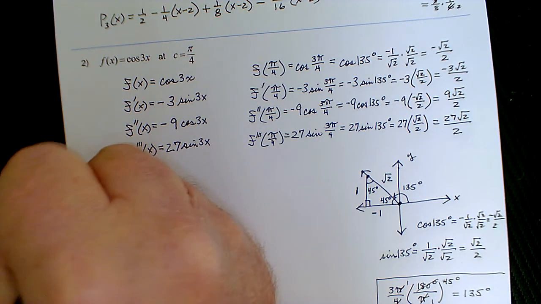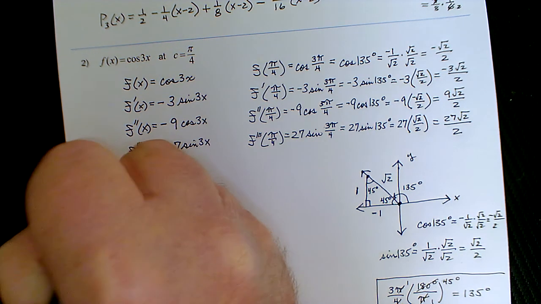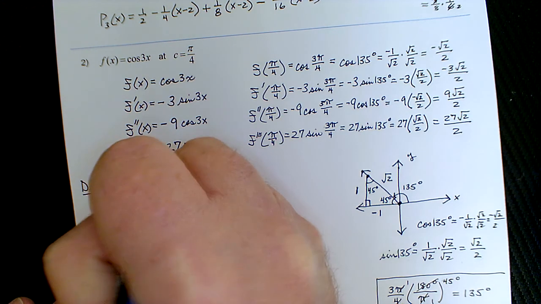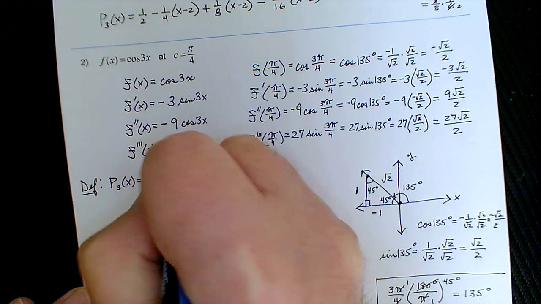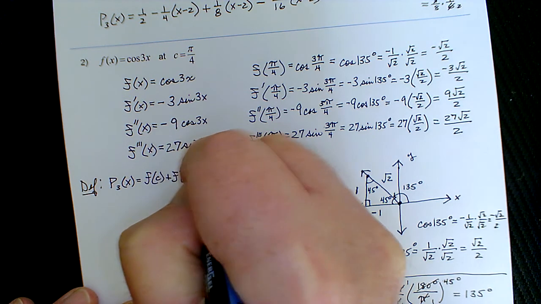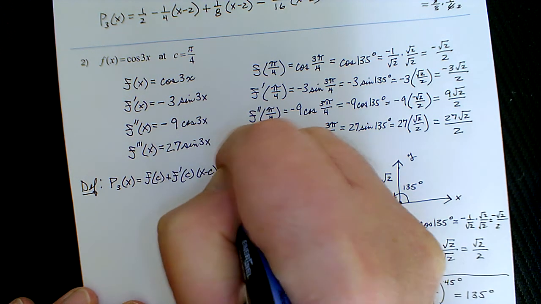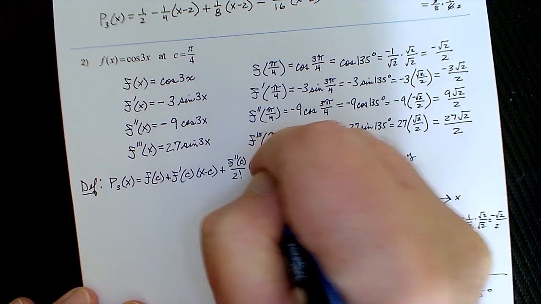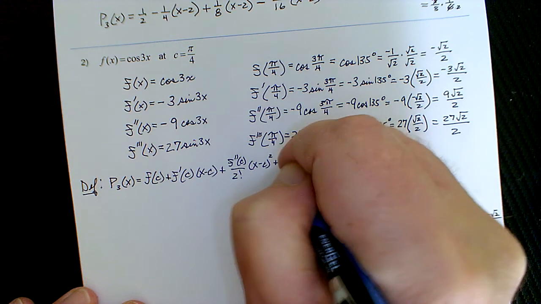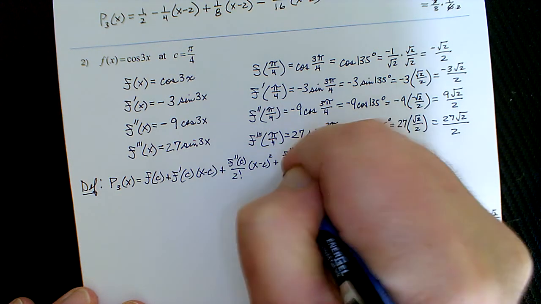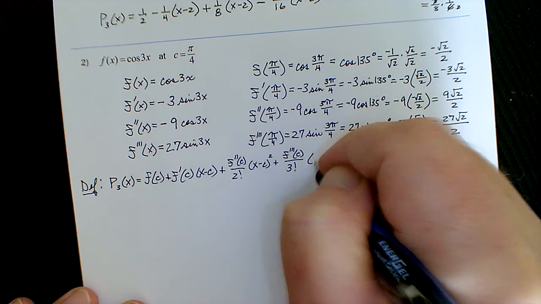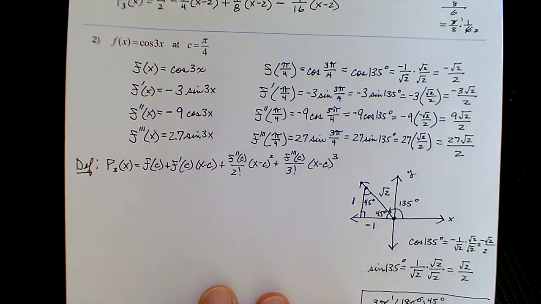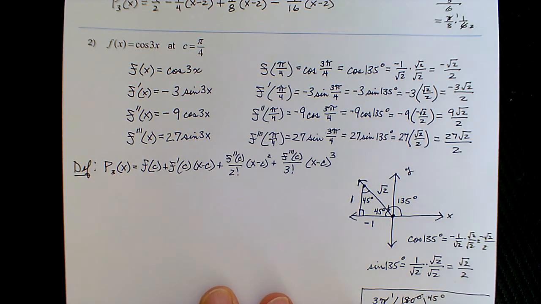I've got enough room to repeat it. It was p sub 3 because it's the Taylor polynomial of the third order. f of c plus f prime of c times the binomial quantity x minus c plus f double prime of c over 2 factorial times the binomial x minus c squared, and then plus f triple prime of c over 3 factorial times x minus c as a quantity cubed. Okay, so now it's just a matter of substitution.